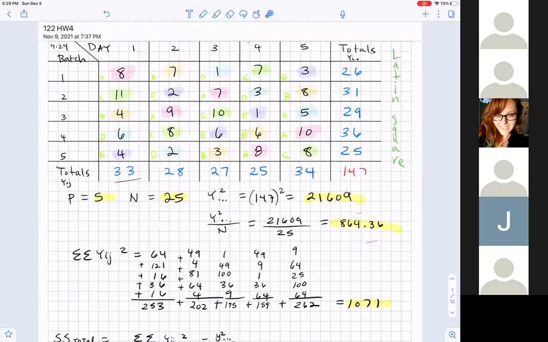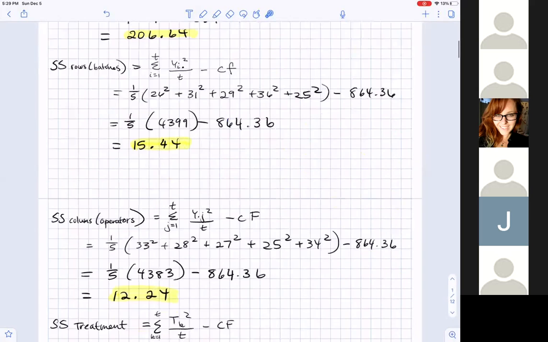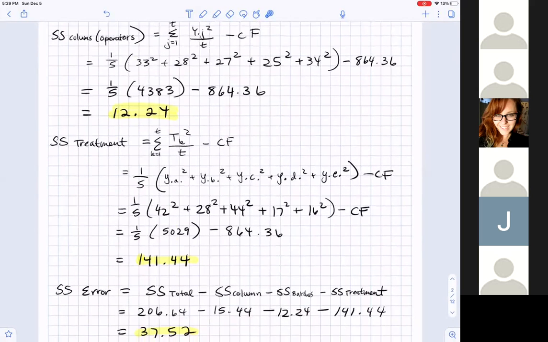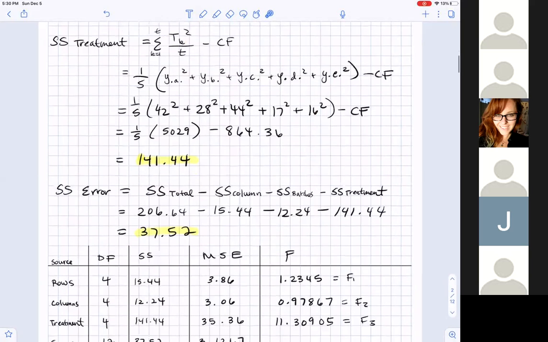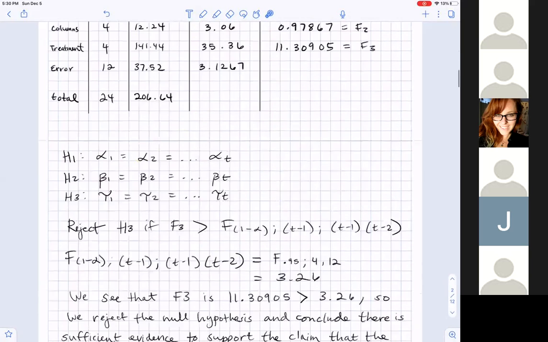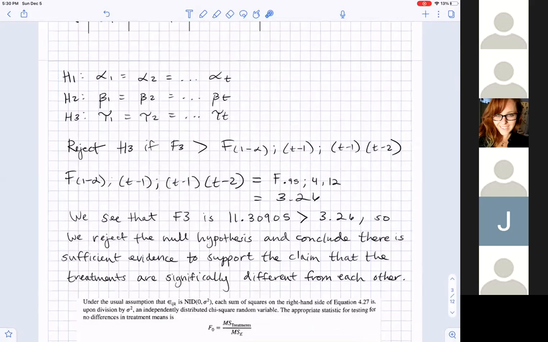So 8 + 9 + 7 + 8 + 10, and that would give you 42. Square that. Do the same thing for your B's, C's, D's, and E's. Don't forget to subtract the CF. And you divide all of that by T. And then the error by subtraction and your hypotheses. And that's kind of it for that.